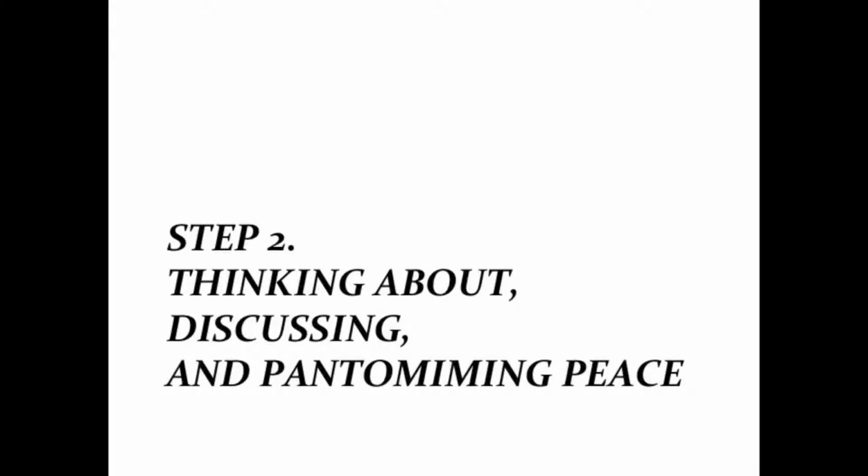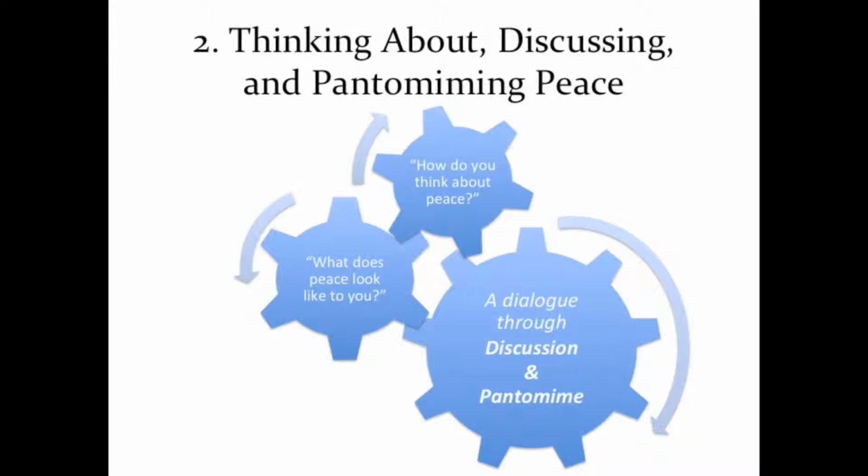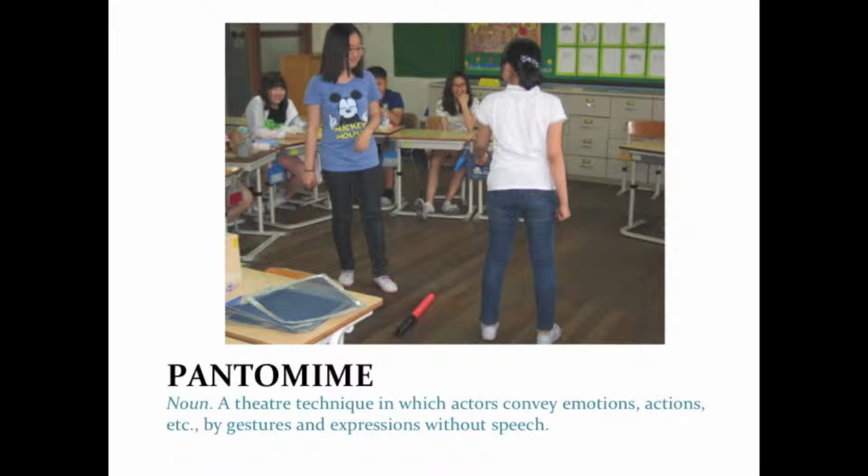Step 2 was thinking about, discussing, and pantomiming peace. In this step, we had a discussion around 2 questions. First, how do you think about peace? And second, what does peace look like to you? In addition to this discussion, students expressed the concept of peace through pantomime. Now, for those of you who aren't familiar with it, pantomiming is a theatrical technique that uses only gestures and no words to express emotions and actions.